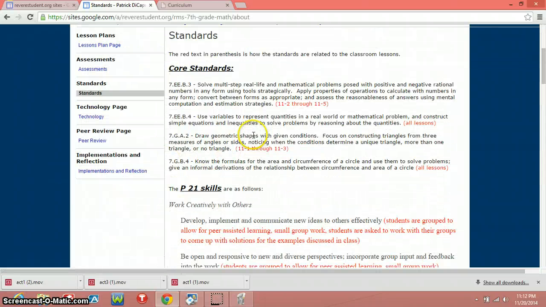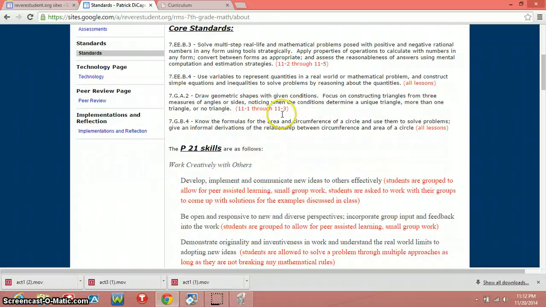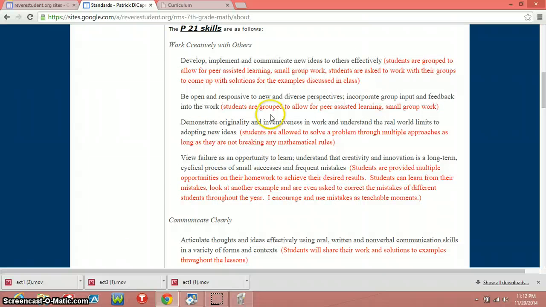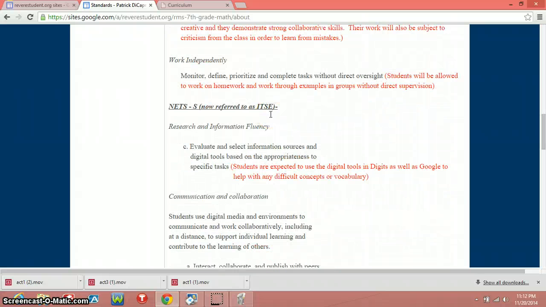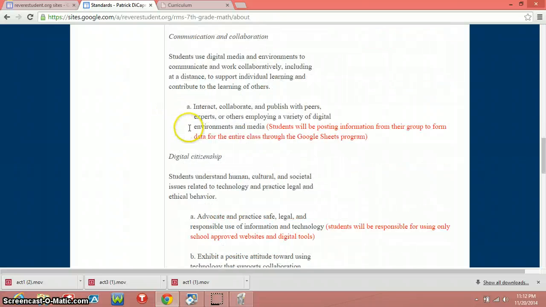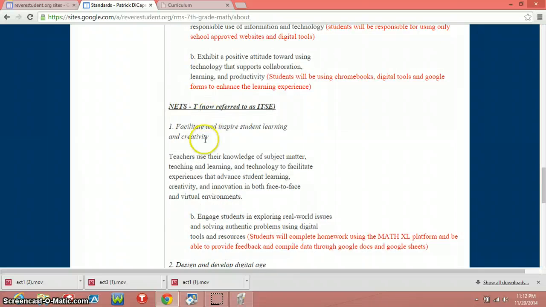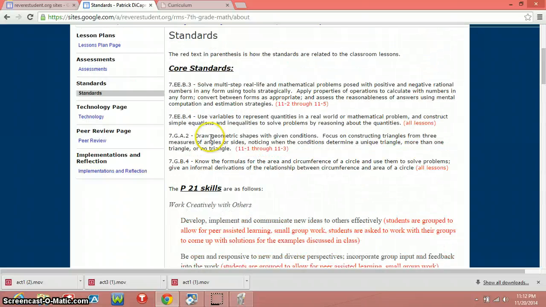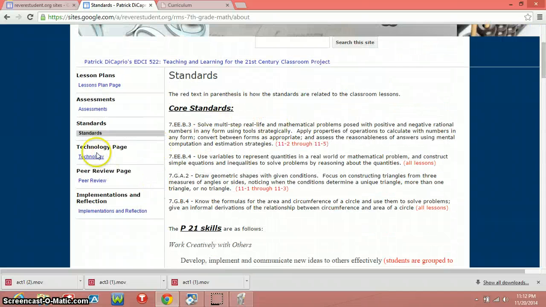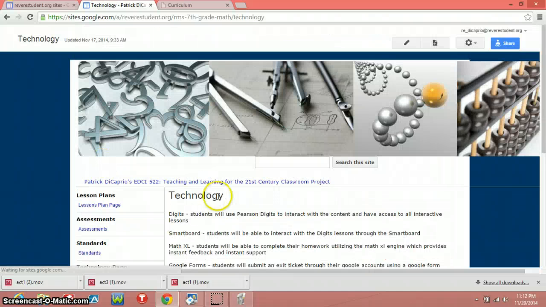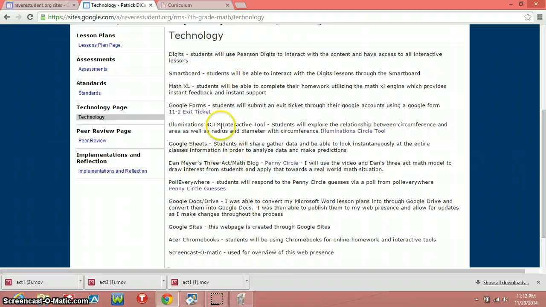These lessons are correlated to the Common Core standards, the 21st century skills, and the technology standards, NETS, that's for students, and then NETS-T for teachers, and how those correlate would be in the red. The technology page works through what we've used with an explanation there.